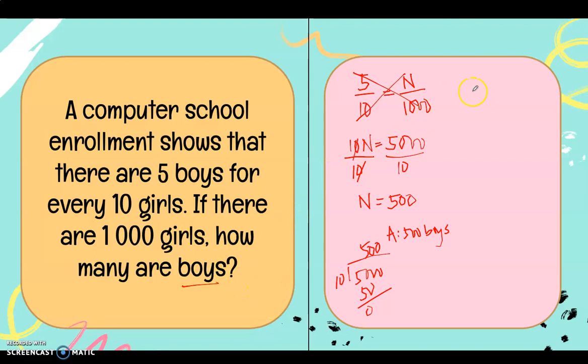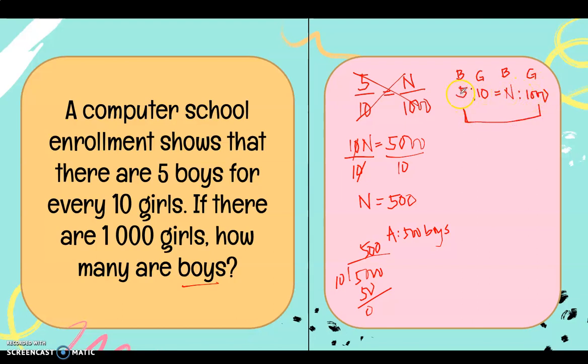Now, if you want to write it in column form, you can write it like this. 5 is to 10 is equal to n is to 1,000. So we are just changing this fraction form to a column form. We have 5 is to 10. This is for the boys, this is for the girls, and then boys, and then girls. Now, to find the value of n here, all you have to do is to multiply the extremes, which is 5 and the 1,000.